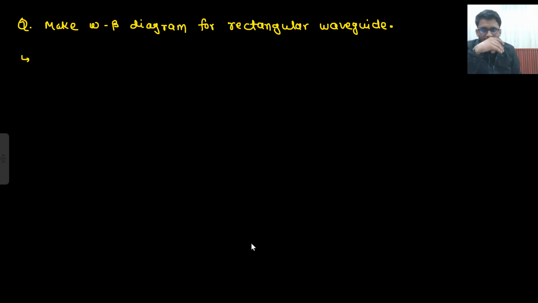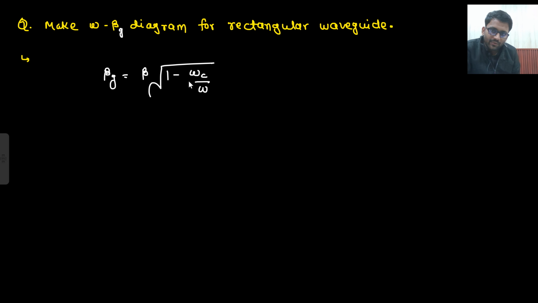Yeah, this is a good question. You need to know, or you need to draw, the omega beta diagram, or the beta omega diagram also, for a rectangular waveguide. So here beta means beta G. So beta G is equal to beta into under root 1 minus omega C upon omega square.